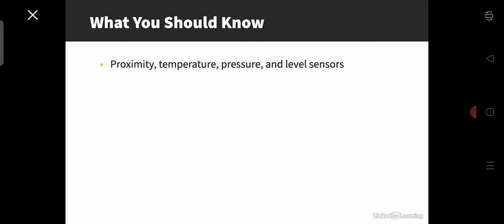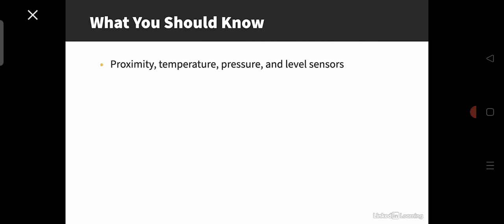This course is to introduce you to a couple of the common industrial sensors. For example, proximity, temperature, pressure, and level sensors. No previous knowledge is required, as I will take you through an overview of each sensor covered. However, having some knowledge of electronics foundations, industrial systems, and basic PLC programming helps.